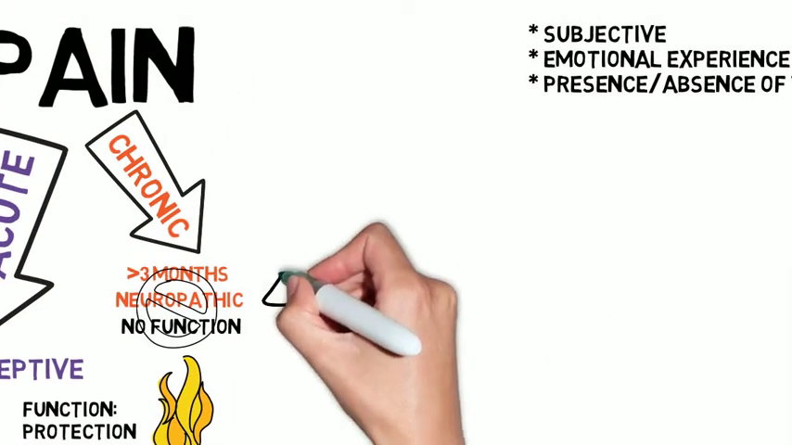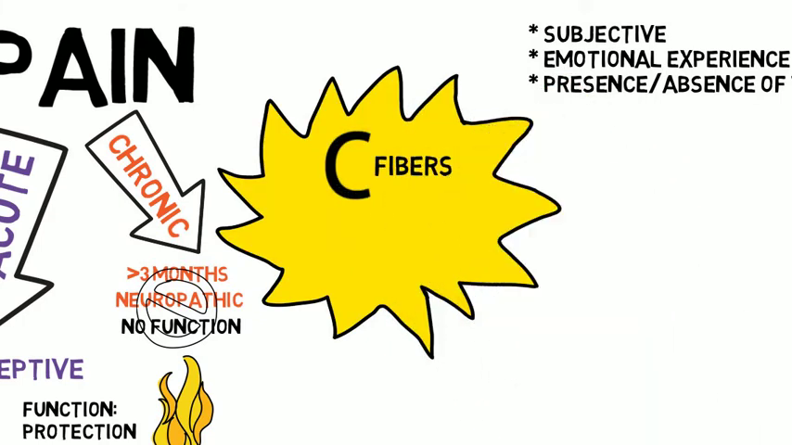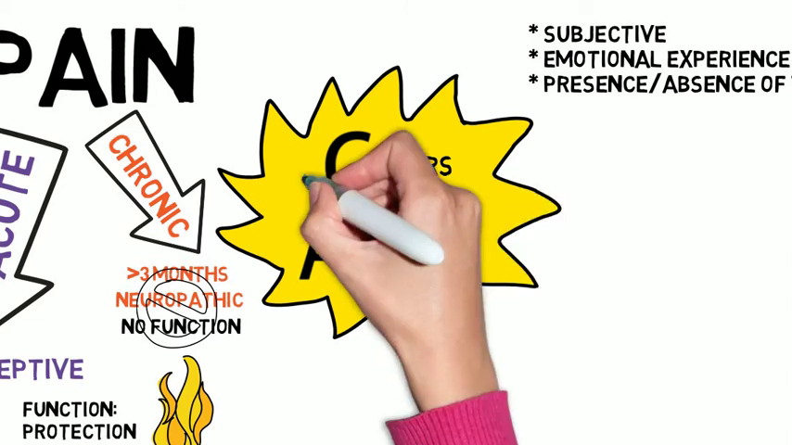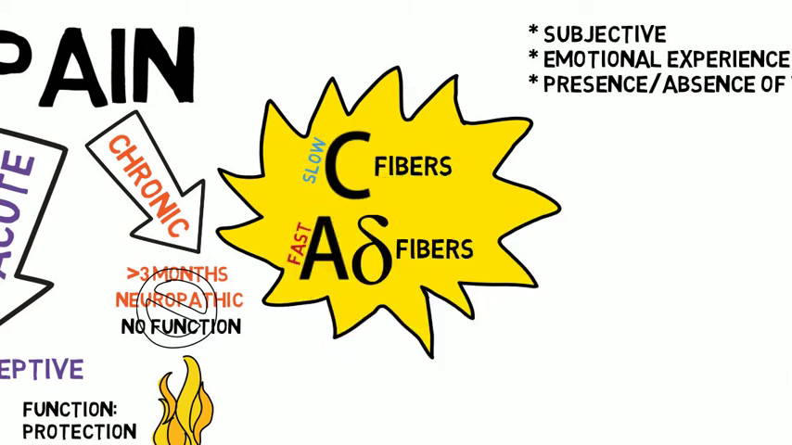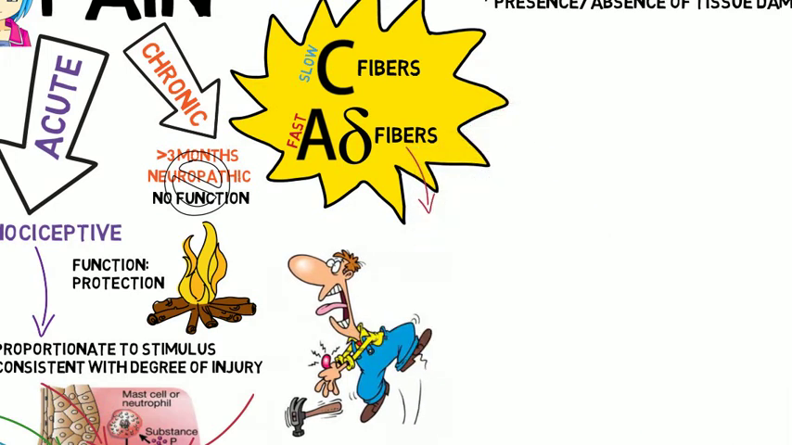There are 2 types of pain nerve fibers. C fibers are unmyelinated, which causes them to have a slow conduction velocity. A delta fibers are thinly myelinated and therefore send impulses faster than C fibers. So when you hit your thumb with a hammer, the A delta fiber gives you the fast first pain, the ouch, and the C fibers give the secondary slower pain, the ah.